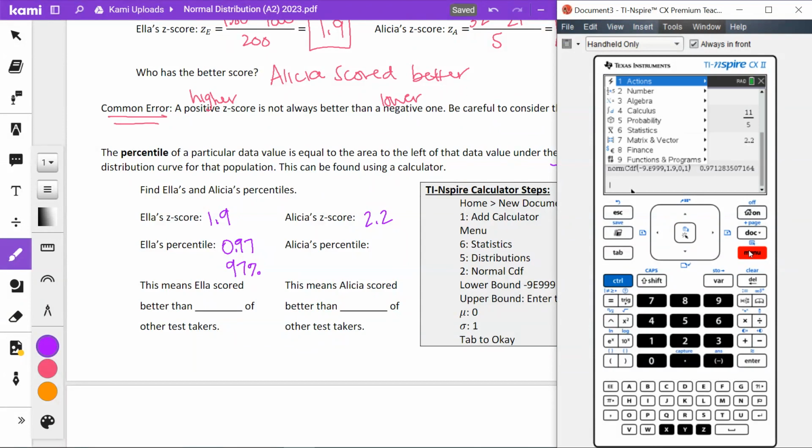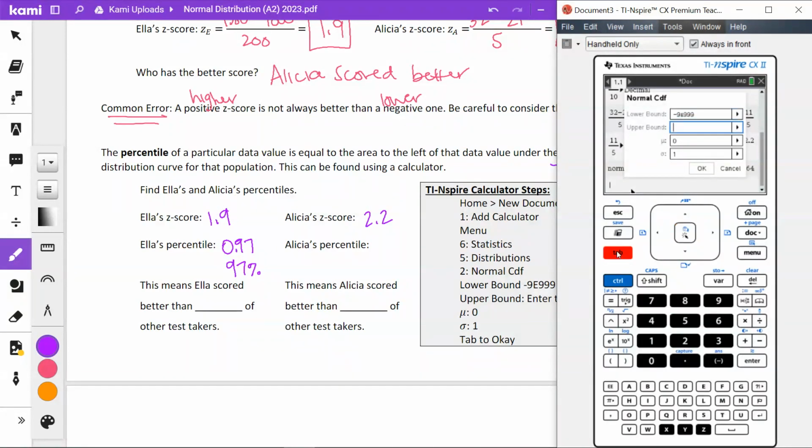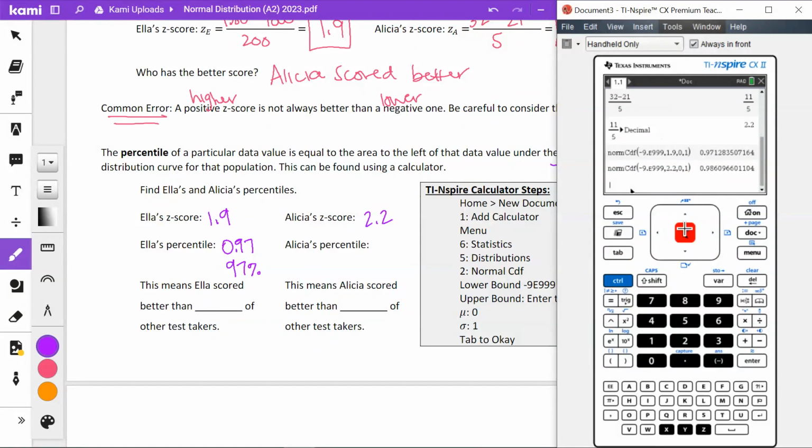Again, we went from menu, statistics, distributions, and then the normal CDF number 2. Leaving the lower bound as such, Alicia's z-score was 2.2. Tab to OK. And we have 0.98. Oh wait, 0.986. So that really should be rounded up. 99 percentile. Wow, Alicia scored really well. Really well. Let's fill in our blanks here.